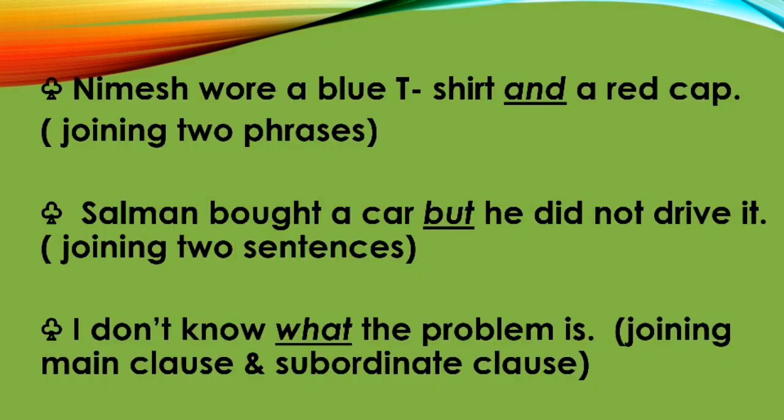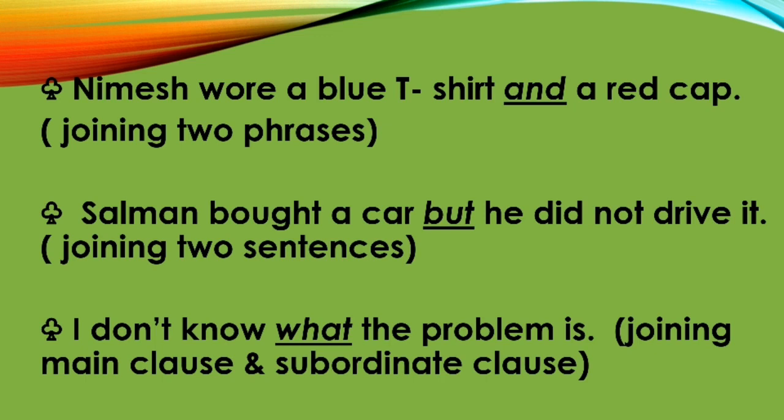Right? Let's take some more. Nimesh wore a blue t-shirt and a red cap. So here we have joined two phrases, blue t-shirt and a red cap, right? So we have joined these two phrases by the word and, which is a conjunction.